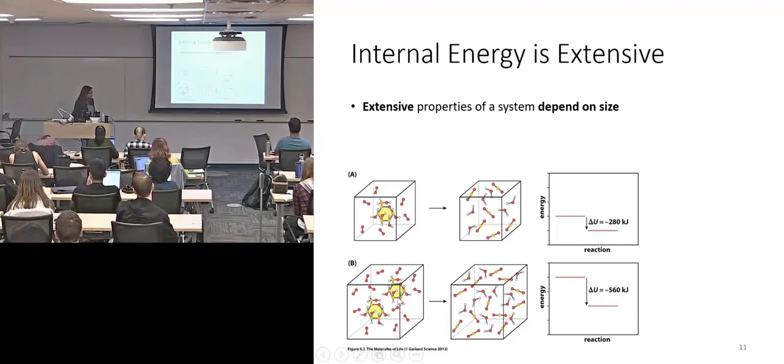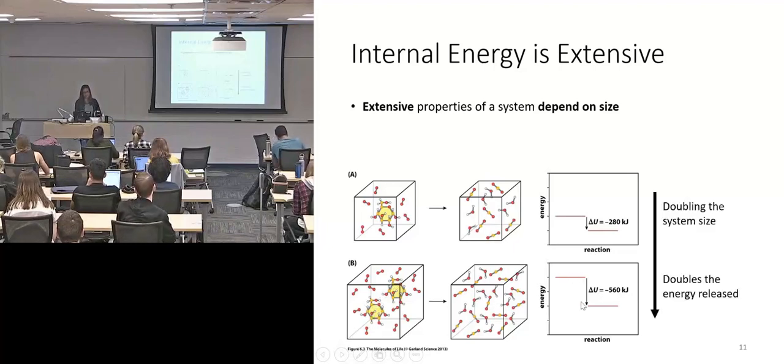If we have 2, again, drawn as molecules, but if we have 2 moles of glucose to start with, the energy release is doubled. Okay? So doubling the size of the system doubles the energy that gets released.